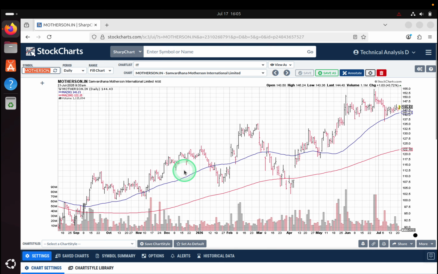Motherson. Now this stock has seen a huge accumulation and public participation, but now it is trying to test the 50 SMA. Please look at my video on moving averages analysis, and then you will realize how important moving averages are for trend analysis.